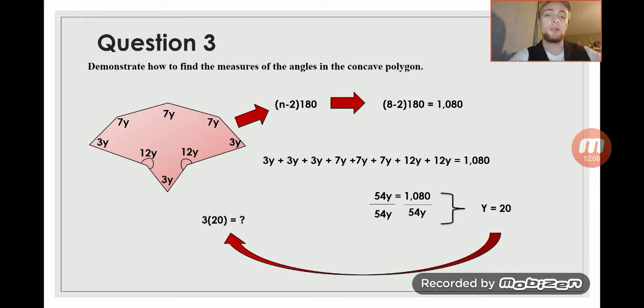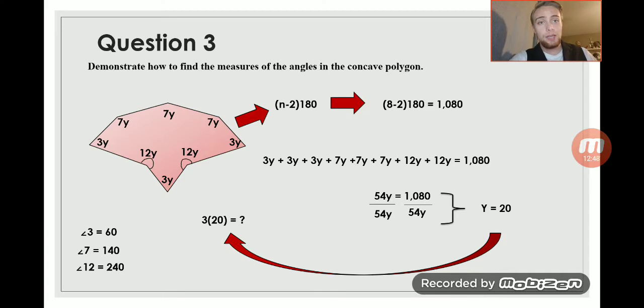And so from this point forward, we are simply going to replace y with 20, and multiply 3 times 20. And the reason we're doing that is because of the interior concave angles. See, all of them are exactly the same as the others so long as they have the same number. 7y, 3y, 12y, the corresponding, they are all the same angle. So, with that in mind, angle 3 will become 60 degrees. Angle 7 will become 140 degrees. And angle 12 will become 240 degrees.